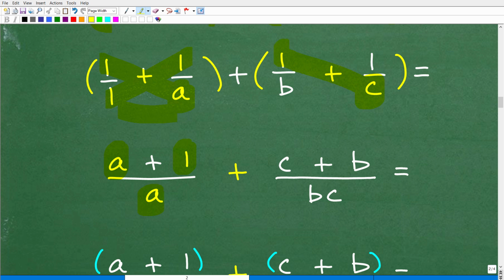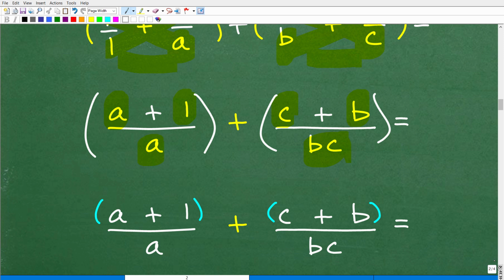It's going to be c times 1 is c, plus b times 1, which is b, over b times c, which is bc. So now we have two fractions, this fraction and this fraction. Let's add these two fractions to get the final answer.